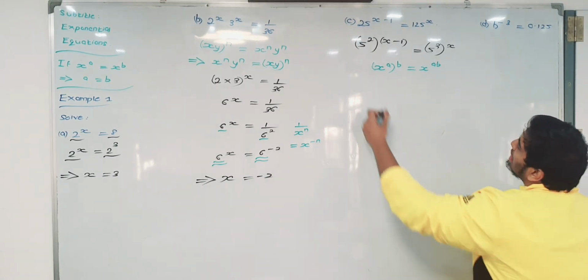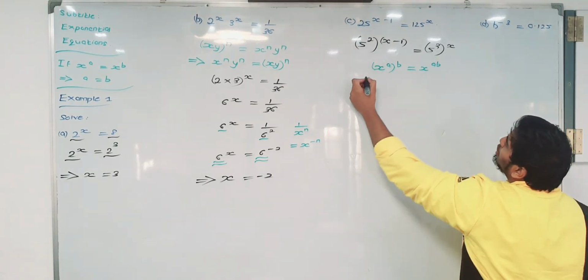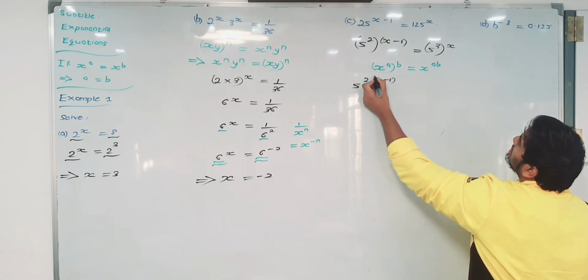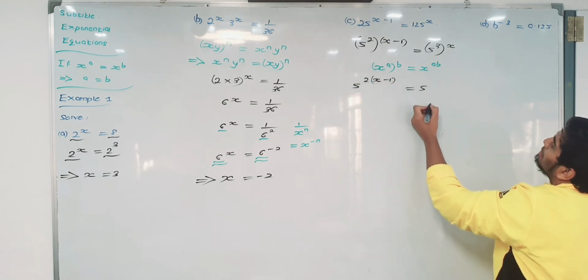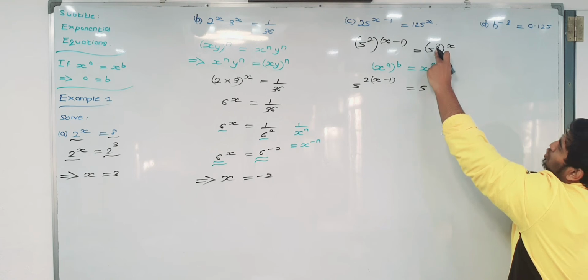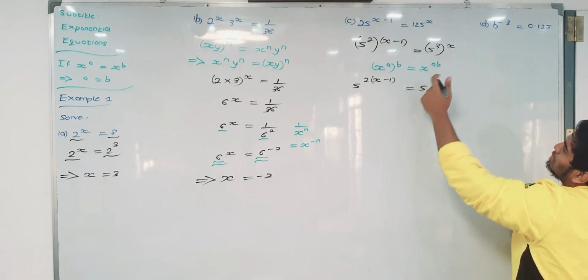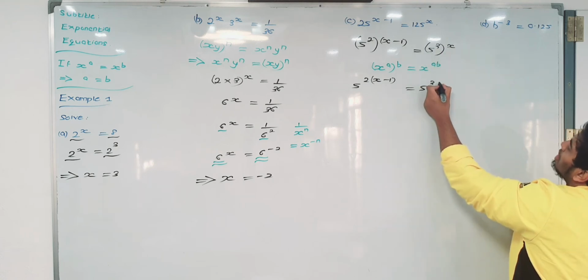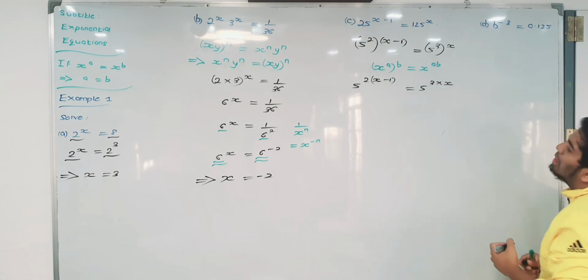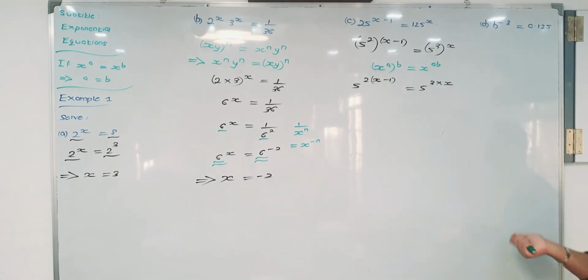Alors ce qu'il va venir, il va venir 5, et là voilà 2 à multiplier avec x moins 1, et pareillement 5, alors voilà raised to the power of 3, and the complete raised to the power of x, il va venir 5 à la puissance de 3 fois x, using power law.